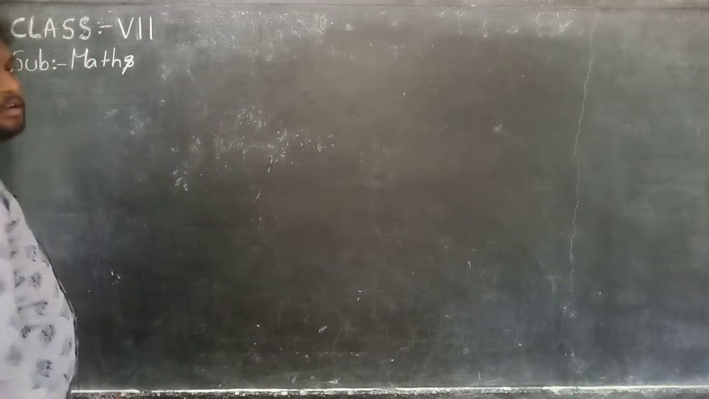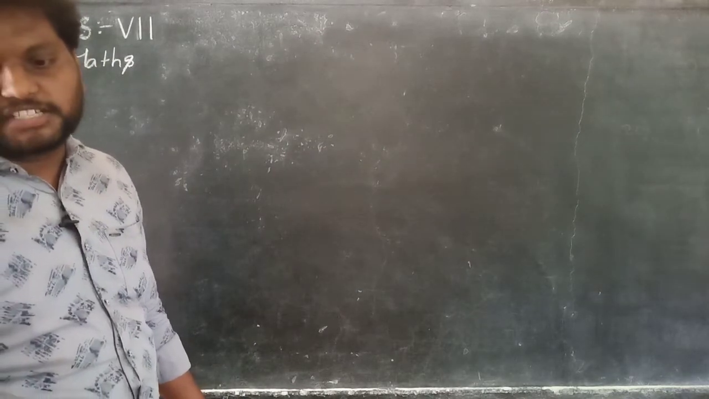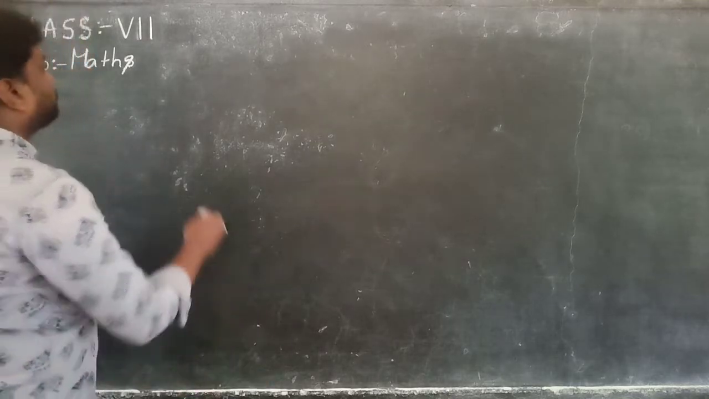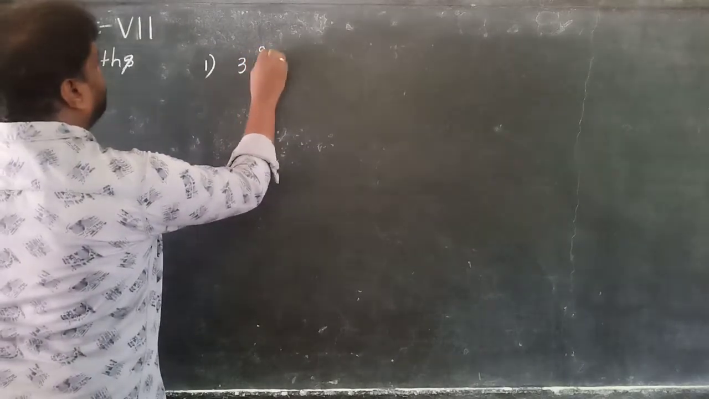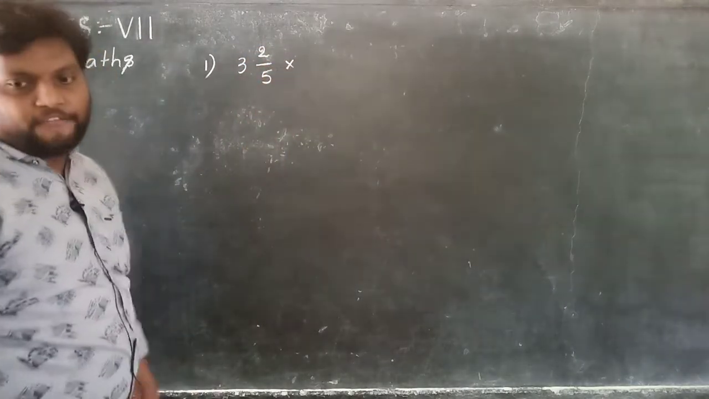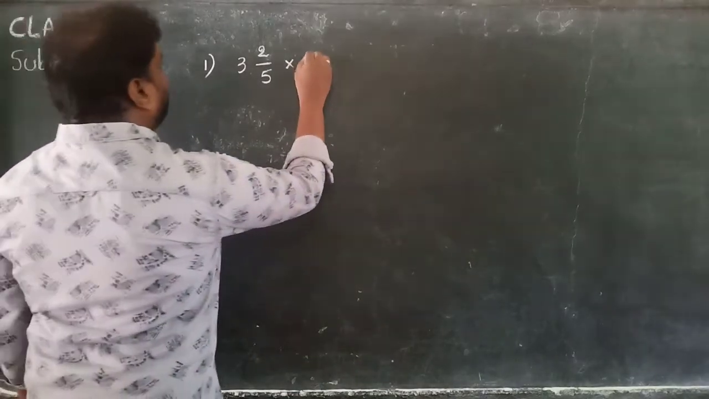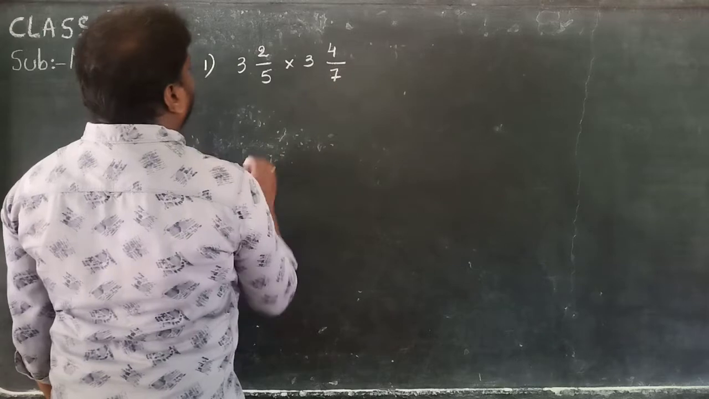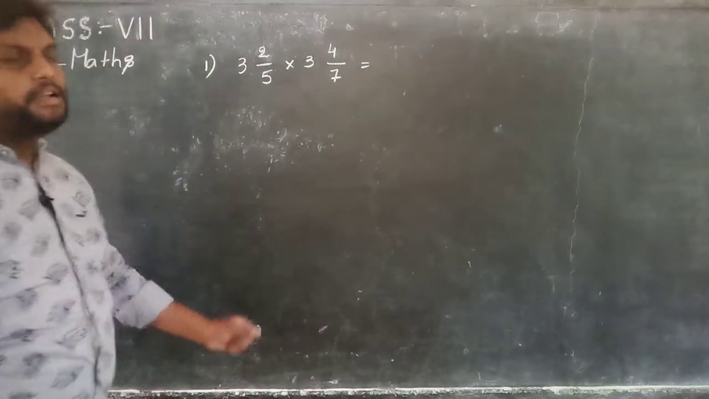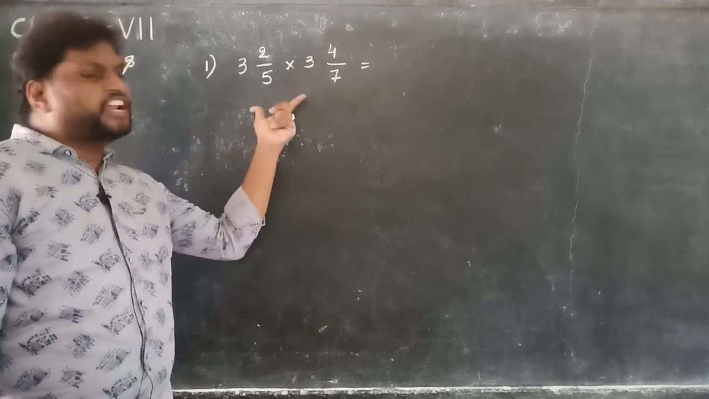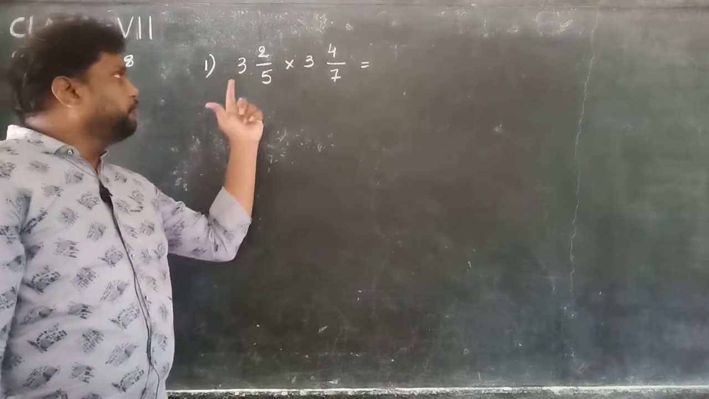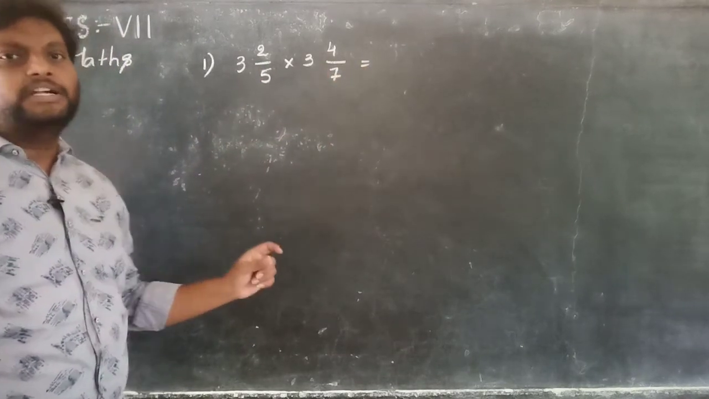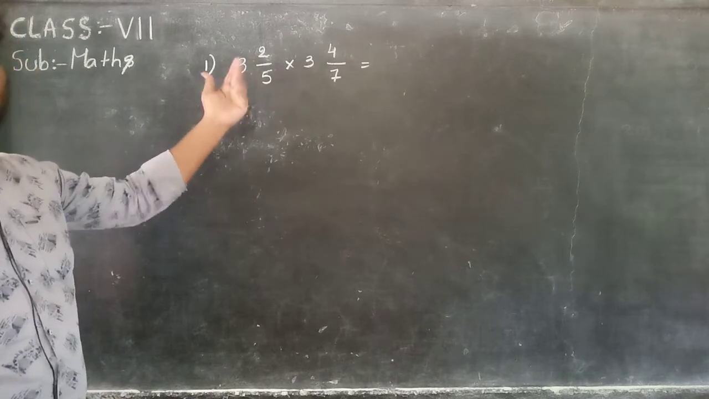See, now some more deeply, we'll check mixed fractions. We'll take some mixed fractions now. 3 2 by 5 into 3 4 by 7. See here, two are mixed fractions, nothing to worry. Why? Because first of all convert into improper fractions, then after that we can multiply numerator with numerator and denominator with denominator. First of all, convert 3 2 by 5 into an improper fraction.